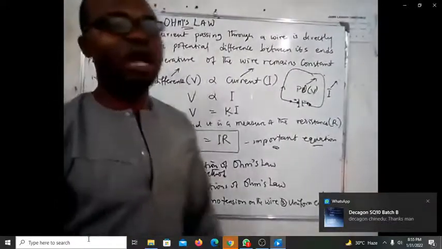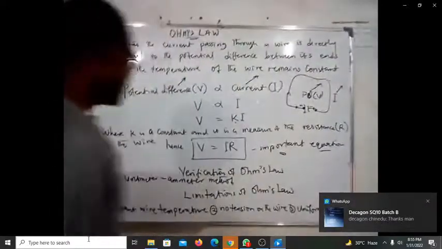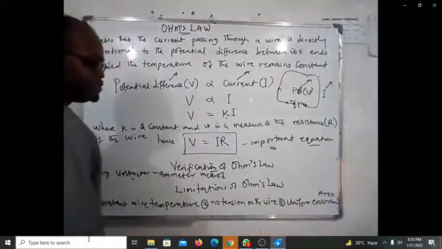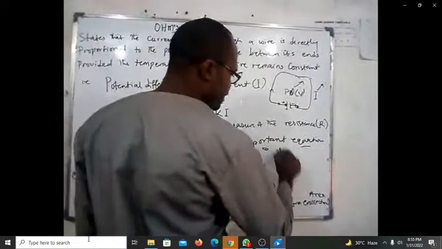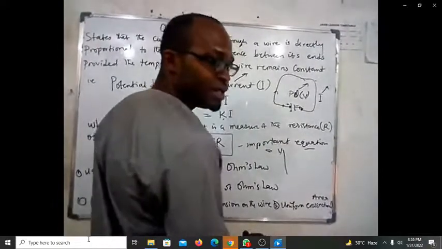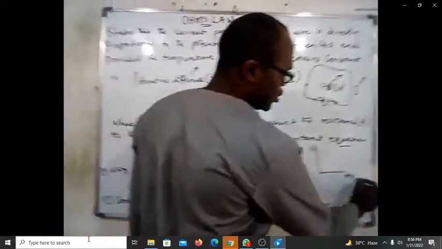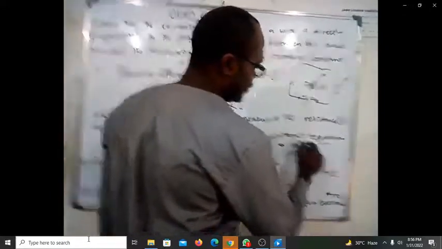How can you verify Ohm's Law? Verification of Ohm's Law. You can verify it using the voltmeter-ammeter method. So when you have the voltage, and you have the ammeter reading, the ammeter measures the current, whereas the voltmeter measures the potential difference.